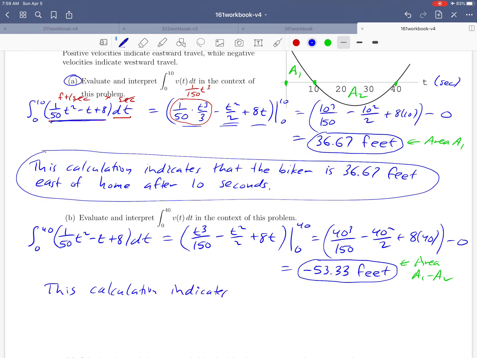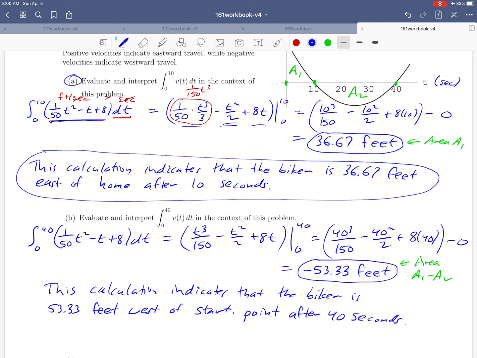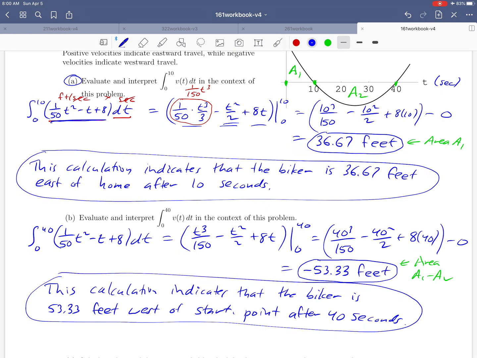So this calculation indicates that the biker is 53.33 feet west of the starting point after 40 seconds. So it just represents a net change in position. The negative sign is indicating direction. We wind up farther west.